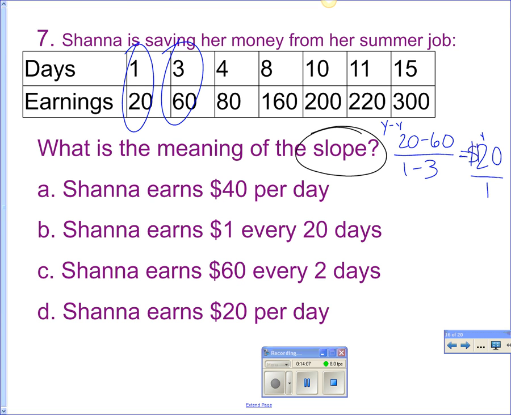So that's from your x's. And what do we have labeled x? Day. So this is 1 day. So this is x, and this is y. Okay. Andrew, which answer choice matches that? B, $20 per day. Okay. Y's are on top for slope. Y minus y over x minus x.